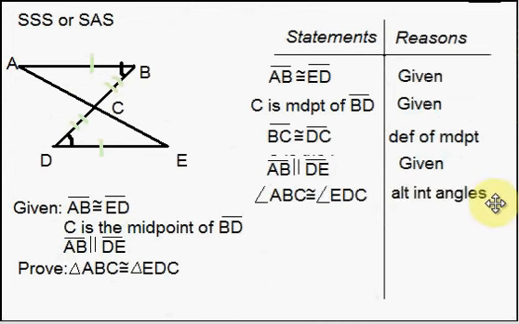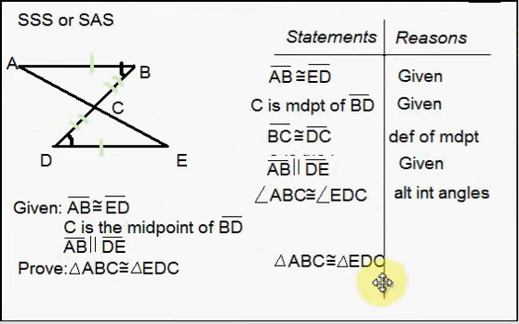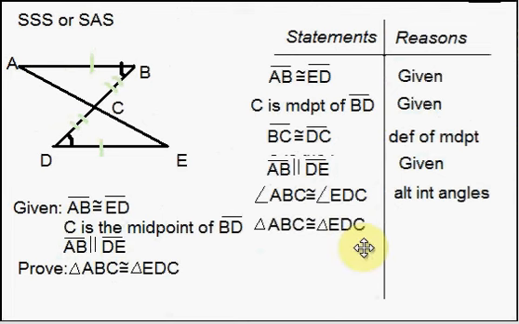if two parallel lines are cut by a transversal, and this right here would be the transversal that cuts this parallel line and this parallel line, then we know that the alternate interior angles are congruent. Okay, now what do we have? We have a side, and we have an angle, and we have a side. So we can say that those triangles are congruent because of the reason side angle side.